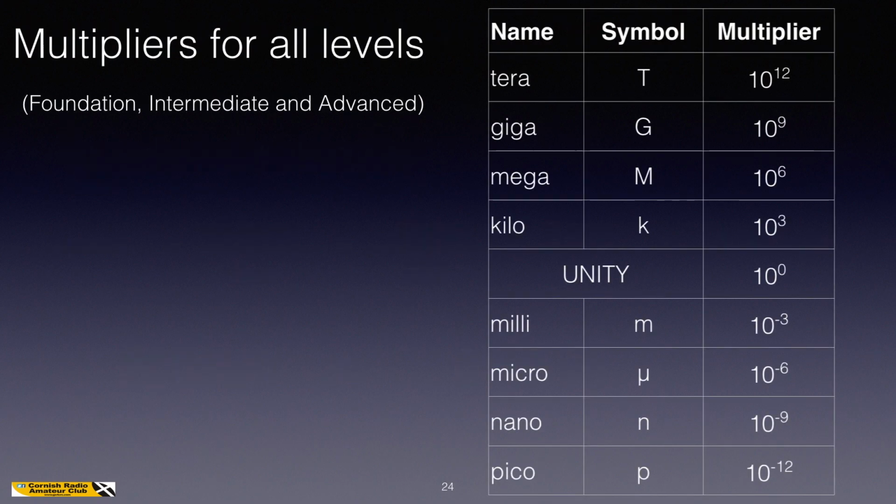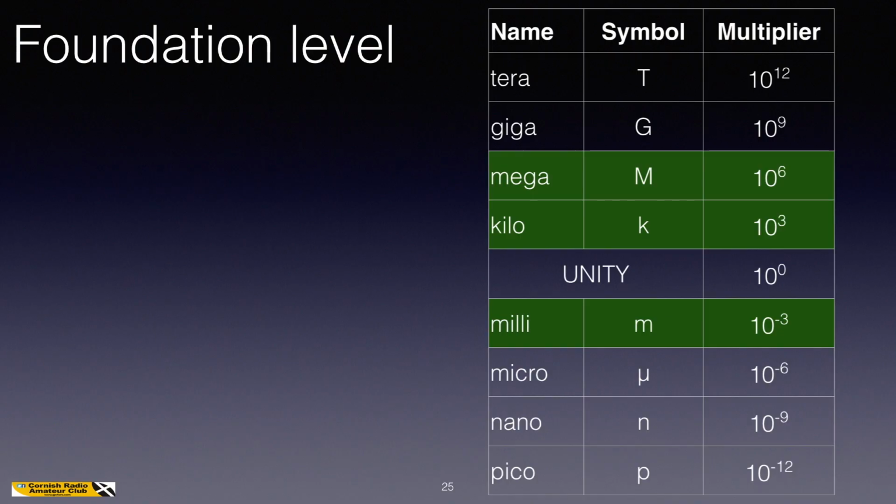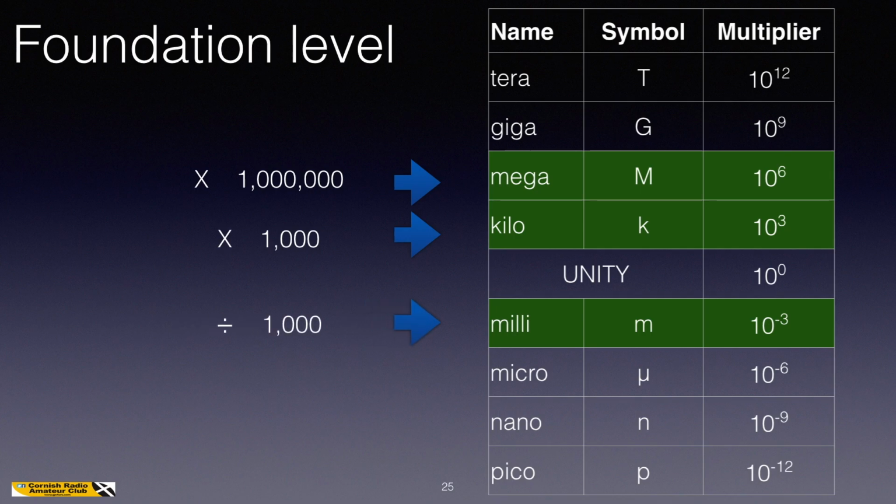So then here's a reminder of the whole list of the multipliers, and you may wish to learn them all. Why not? It's a good opportunity. But for the foundation level, we only need to look at these three. Mega times a million, kilo times 1,000, and milli divided by 1,000.